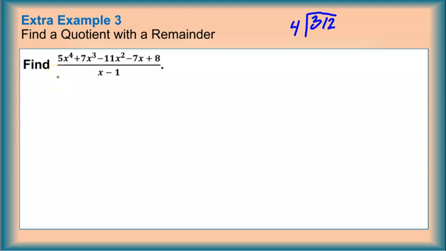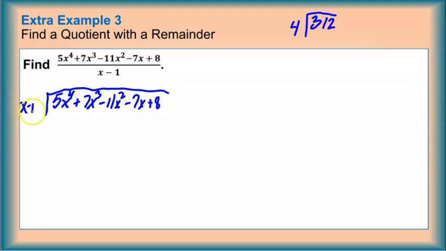So I'm going to go back and forth step by step to help you see how we would do a normal long division with a problem you have done early on, with a polynomial division. So this would be 5x to the fourth plus 7x cubed minus 11x squared minus 7x plus 8, and all of this is going to be divided by x minus 1.